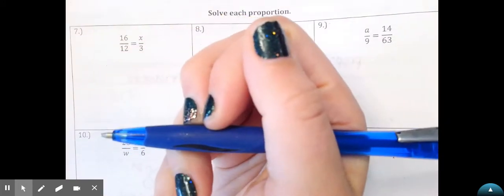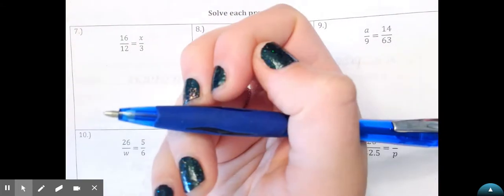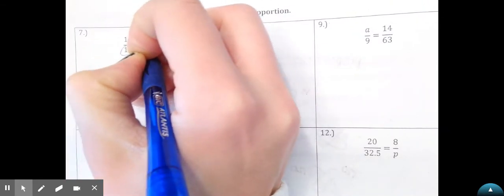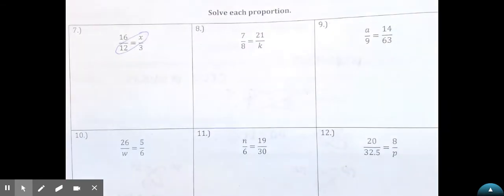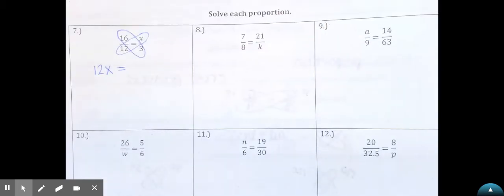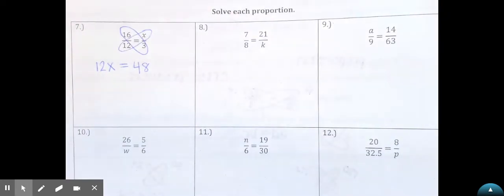Now, you can read an equation backwards and forwards, but I always like to start with the diagonal including the variable. 12 times x we write as 12x, okay? And that's going to equal the other cross product. So we're going to have 16 times 3, which is 48. And from here, we made a one-step equation. 12 times x equals 48.